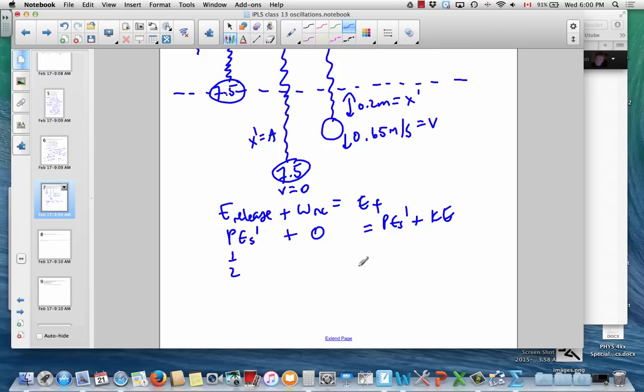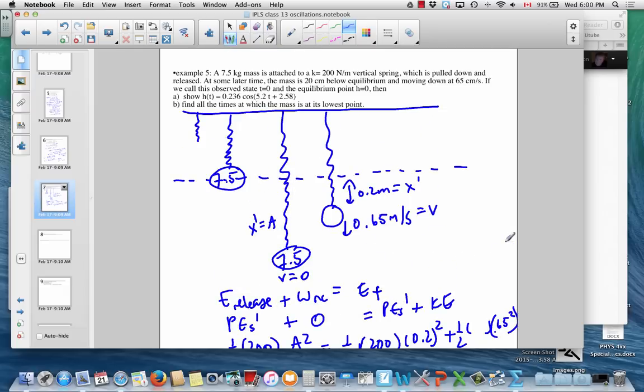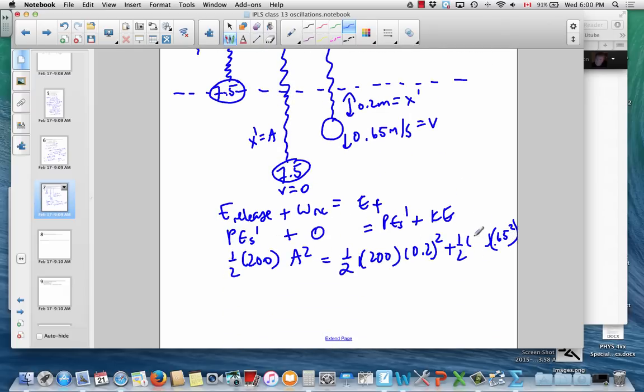So this is 1/2, now what was the k value again? 200. This is the unknown amplitude. On this side we've got 1/2 of 200 times our 0.2 distance from equilibrium, and then this is 1/2 times the mass times 0.65 squared. That would be the kinetic energy. Now what was the mass? 7.5 kilograms. Okay, so we solve this equation for the amplitude, and we find that the amplitude is 23.6 centimeters or 0.236 meters.